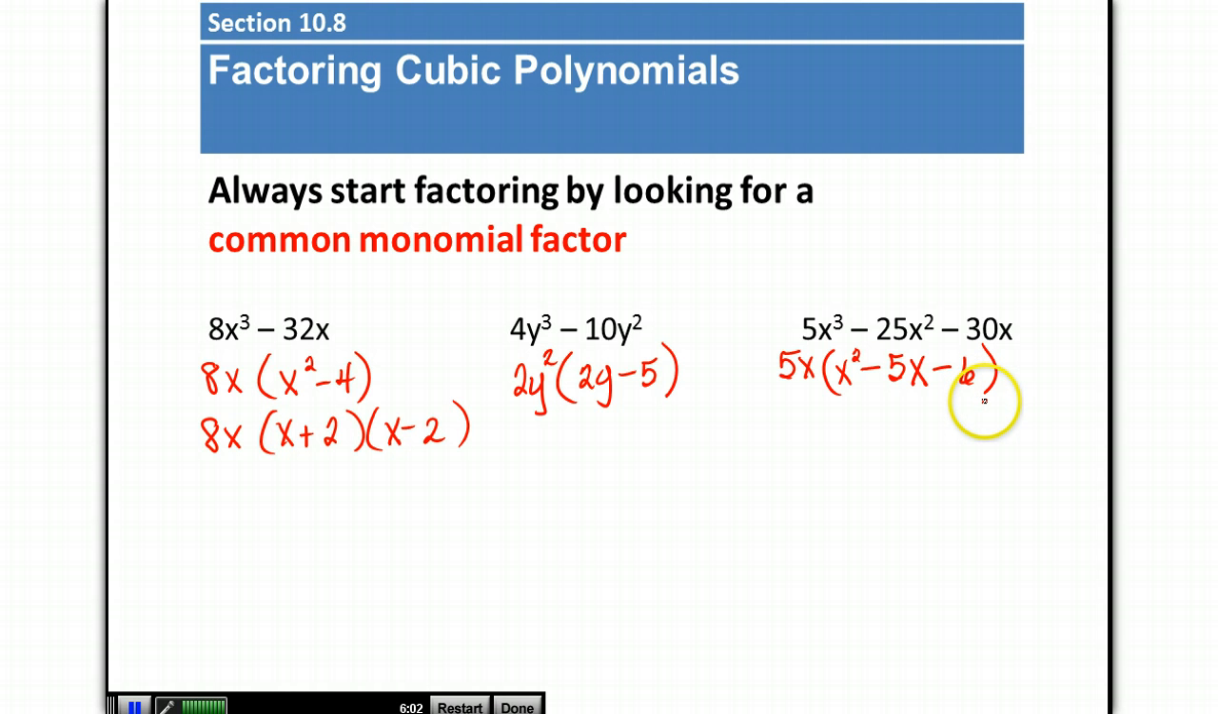6 is a perfect square? No, 6 is not a perfect square. The second thing that we want to do is look to factor by trial and error. By trial and error, that's the long method of factoring.